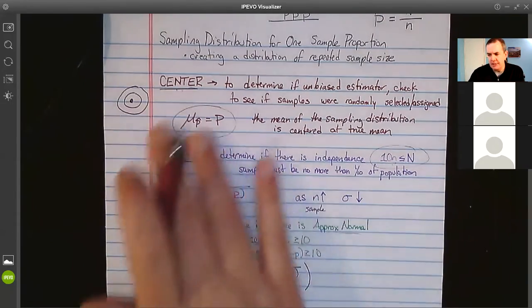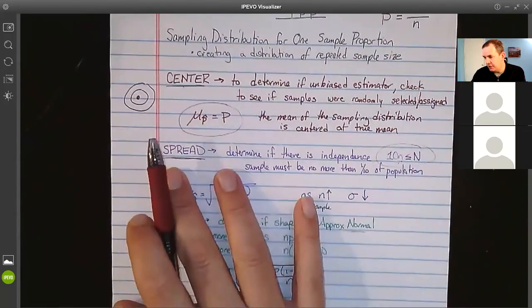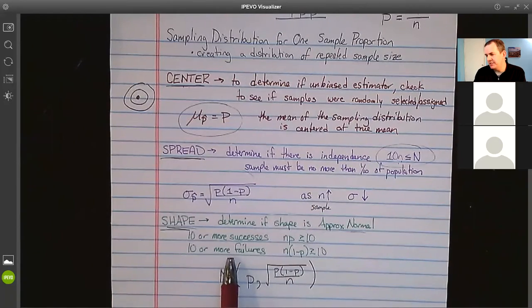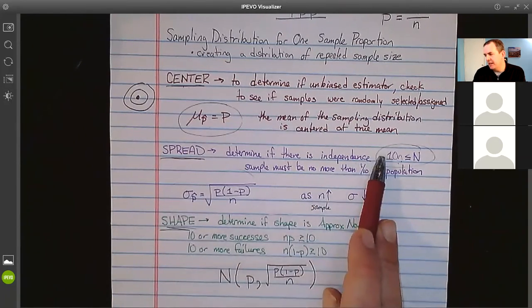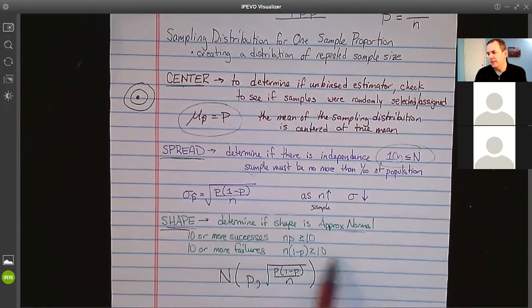So this is what we talk about with the Reese's Pieces. And if we do all of this stuff I talked about, 10 or more successes, 10 or more failures, big and not too big a sample size, and doing it randomly, we all of a sudden have a sampling distribution that kind of fits this mold down here. Normally distributed, centered at the real answer, whatever the true proportion is, with a calculable standard deviation. So that's what we did with the Reese's Pieces.